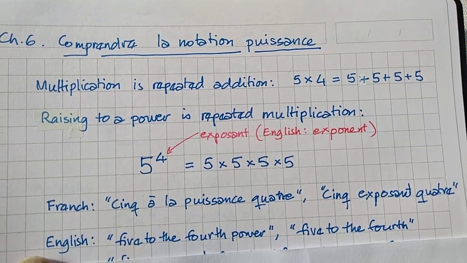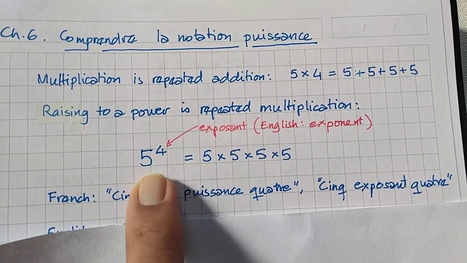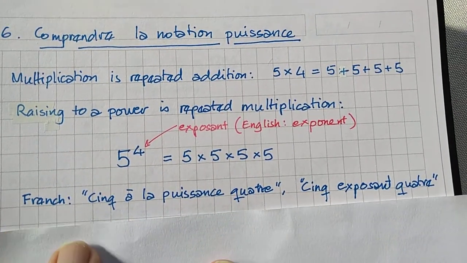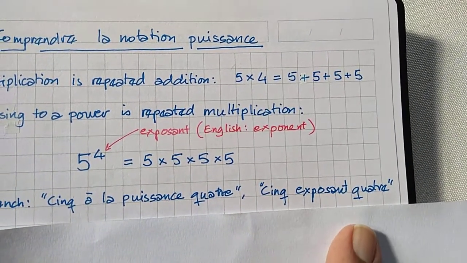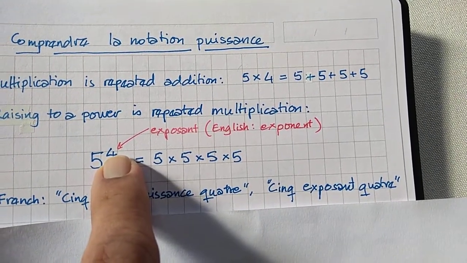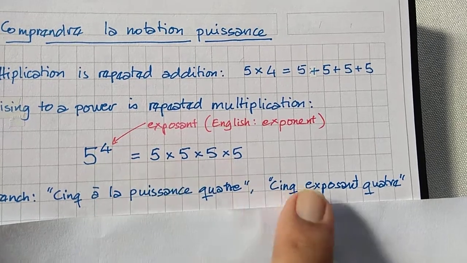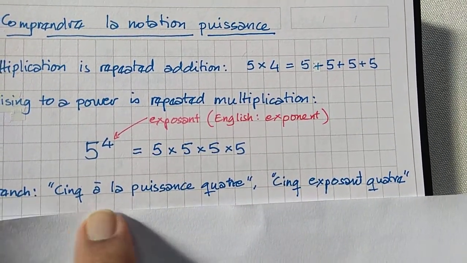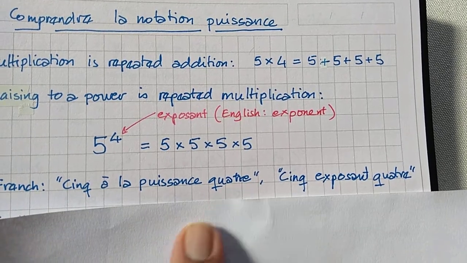How do you read this? So in French you say 5 à la puissance 4. Ou 5 exposant 4. You always say this number first, and the number you're raising to the power of you say after. 5 exposant 4, 5 à la puissance 4.